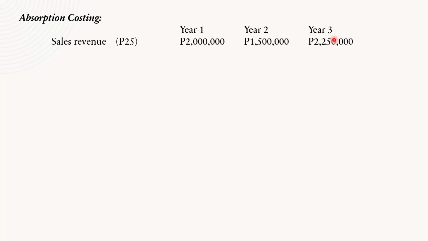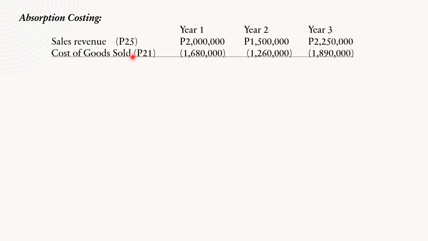When it comes to the cost of goods sold, as calculated, it's 21 per unit. Year 1, 21 times 80K, 1680K. Year 2, 21 times 60K, 1260K. Year 3, 21 times 90K, 1890K. Revenues minus COGS is gross profit. In year 1, the gross profit is 320,000. Year 2, 240,000. And year 3, 360,000.